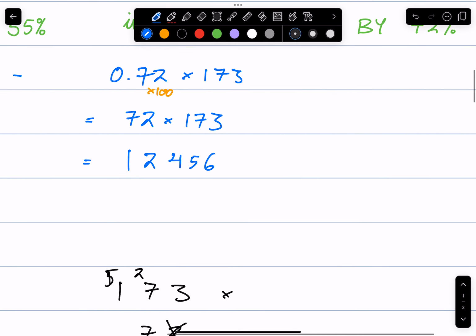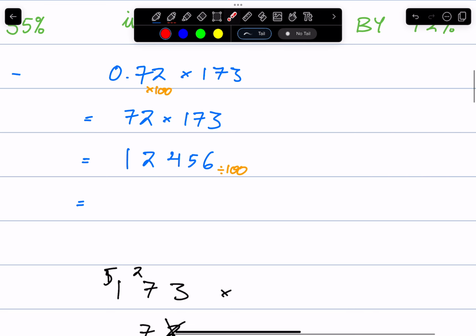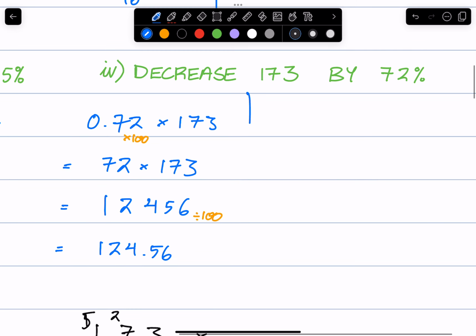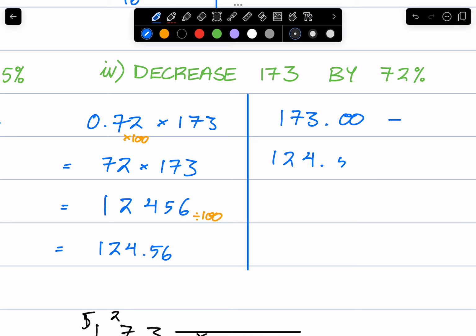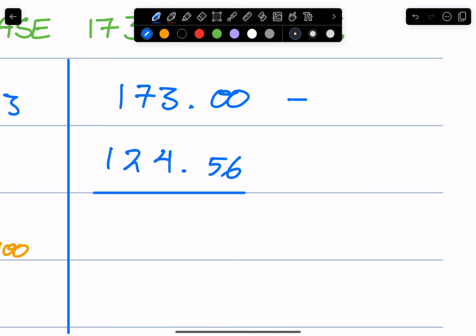So this will give us 12456. But since we have multiplied by that 100, we are going to divide back that 100. This moves the decimal place 2 spaces like so. This gives us 124.56. And at this point, we are really just doing a subtraction because this is a decrease. So 173.00 minus 124.56. And at this point, it's just a subtraction.